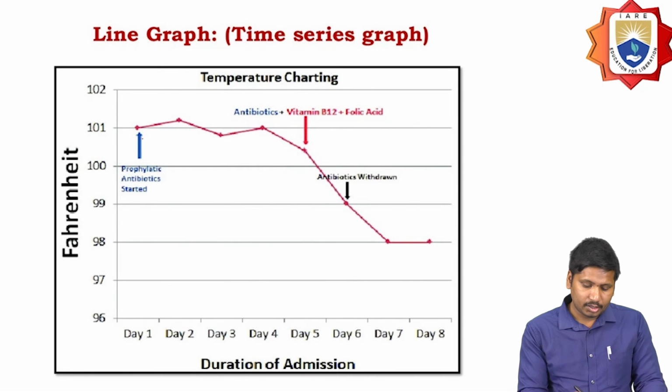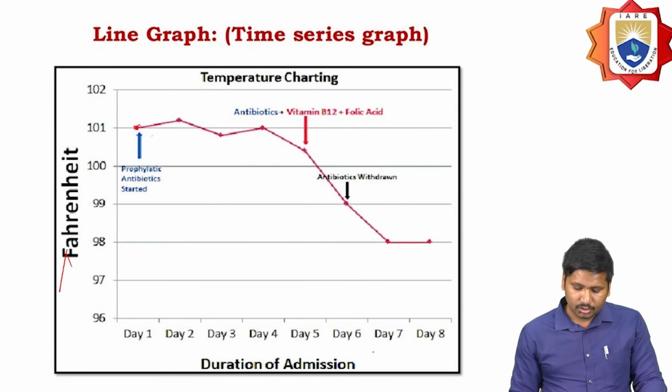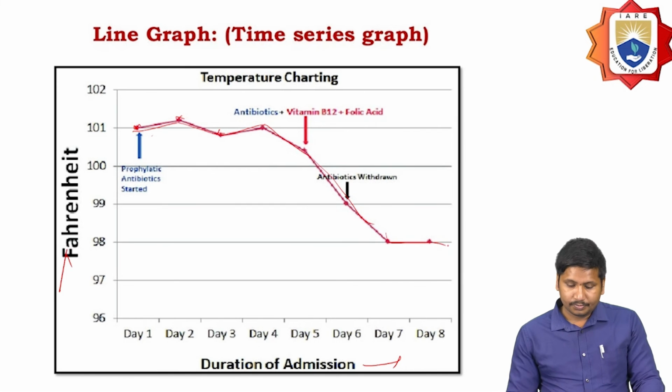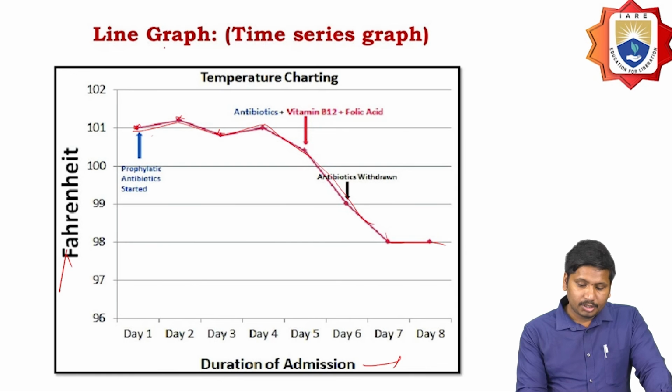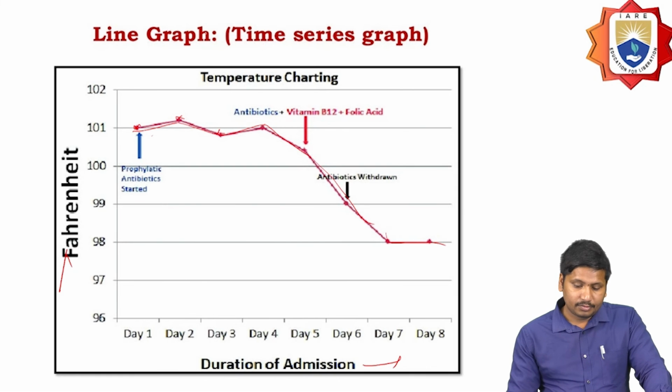So day one, and this is the value I'm getting, patients' temperature on the y-axis and duration of admission, and day two, this one, like this. So the points I have drawn form the line graph, and this is also a time series graph, right? The time series graph is nothing but a line graph.